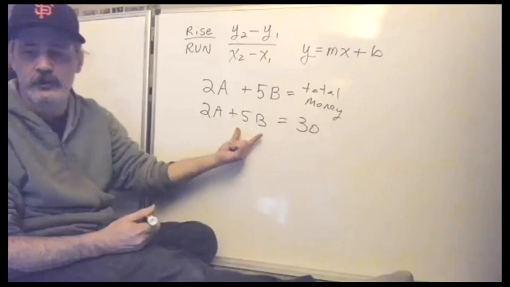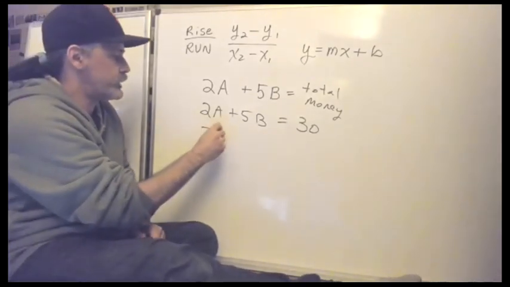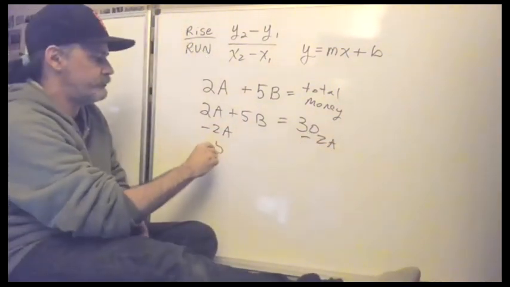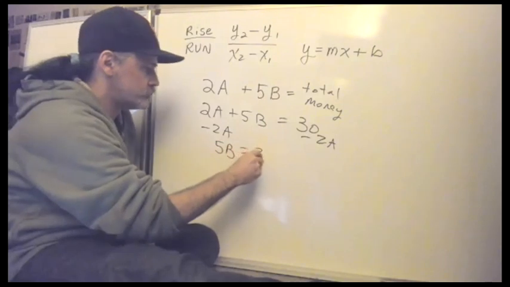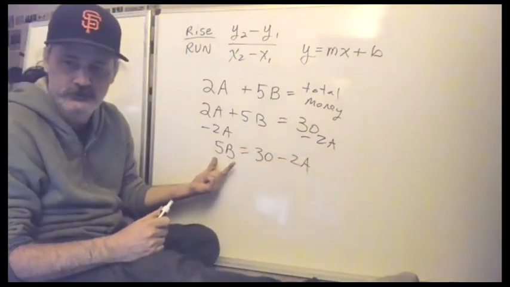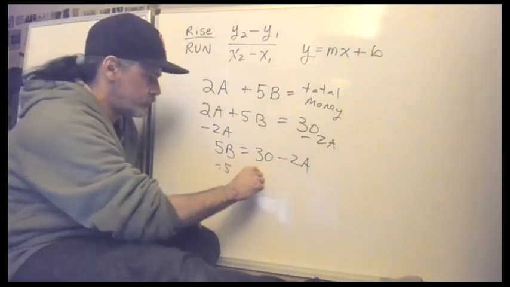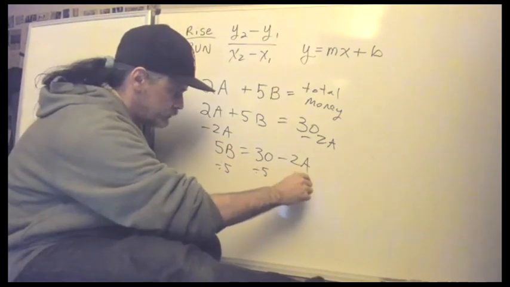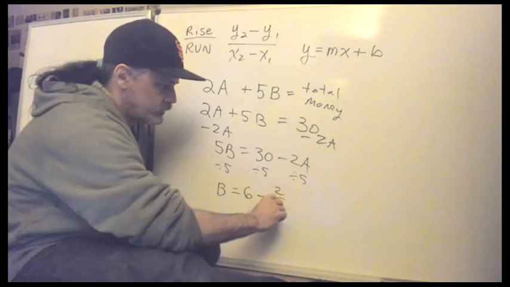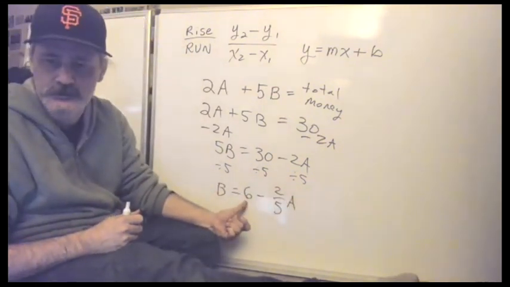All right, so if we want to solve for B, we're going to leave the 5B where it is. We'll go ahead and subtract 2A from both sides. Then we'll have 5B equals 30 minus 2A. Now we want to solve for B, so we've got one more step. We're going to divide by the 5. Now notice we get a whole number because 30 divided by 5 is 6, and that's what we want.